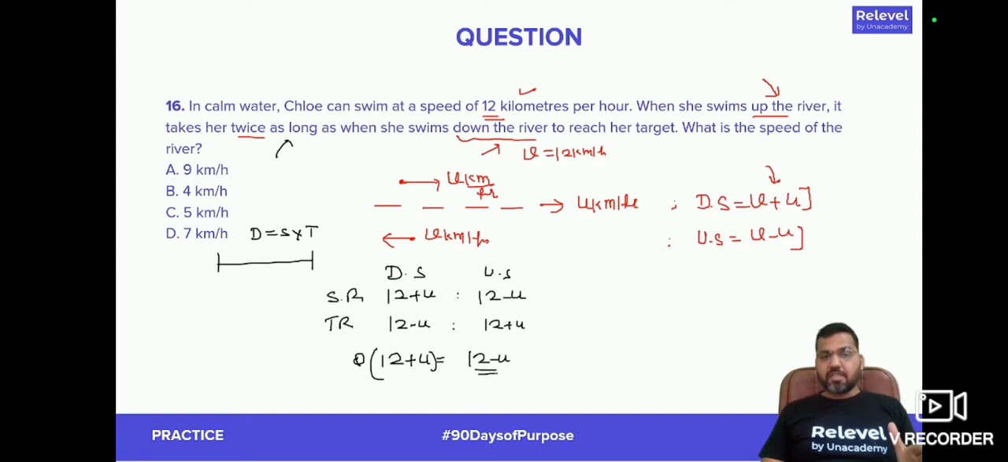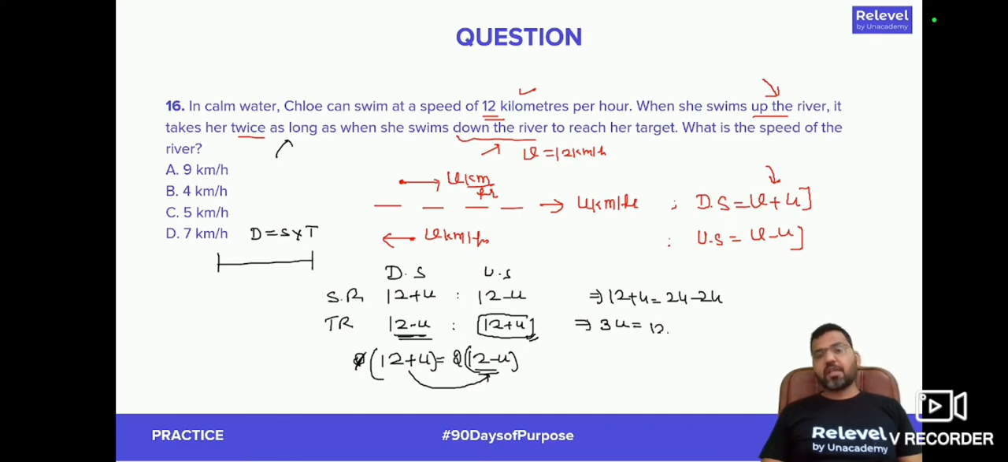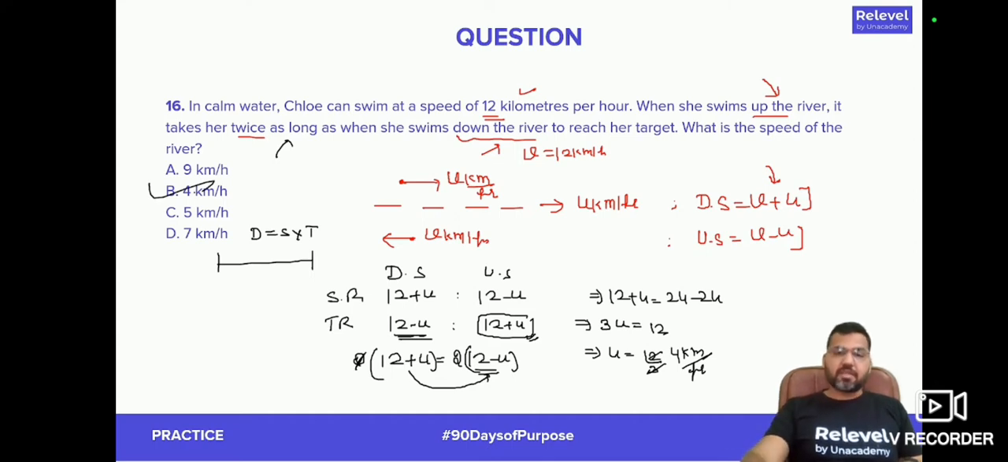So 12 plus u is the time taken upstream, which is twice the time taken downstream. So 12 plus u is 2 times 12 minus u. Right, so can I say that 12 plus u will be equal to 24 minus 2u? Now this gives you 3u is equal to 12, and you will get the water speed, the speed of the river, as 12 upon 3, that is 4 kilometers per hour, which is option number B. B is the correct answer to the question.